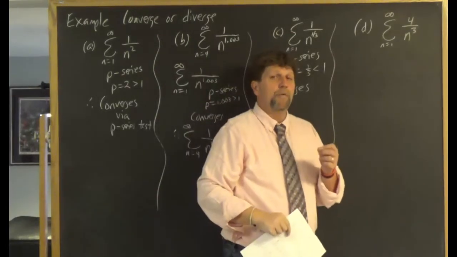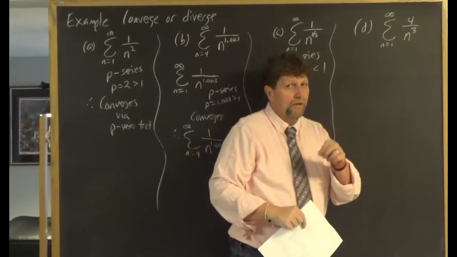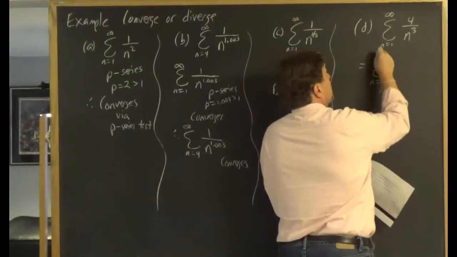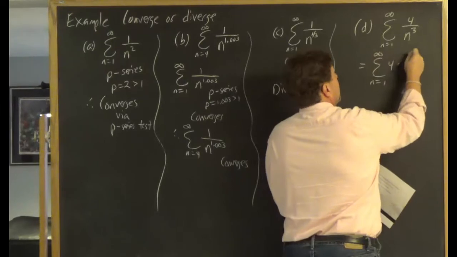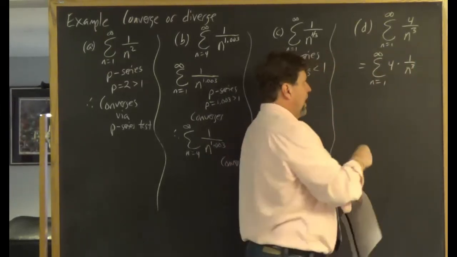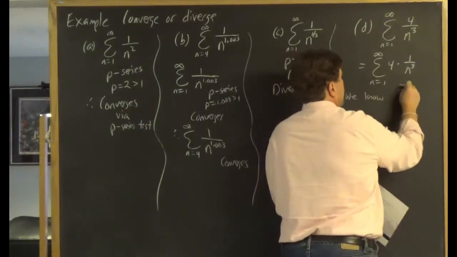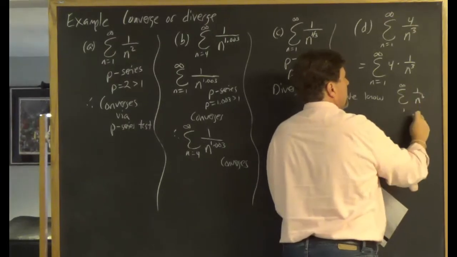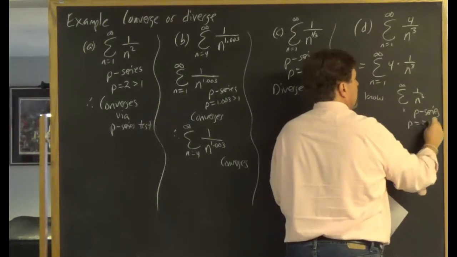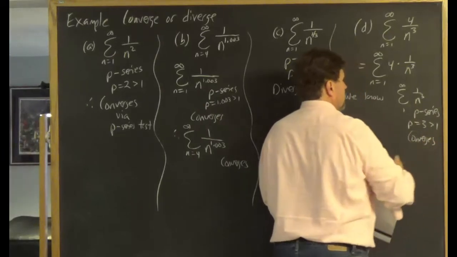D. Now I'm going to babble a little bit more about D here, and this is also kind of important. First off, let me rewrite the series. It's 4 times 1 over n cubed. Okay, we know the series 1 over n cubed is a p-series. p is equal to 3, which is greater than 1. So it converges.